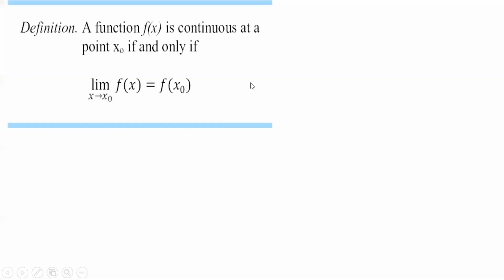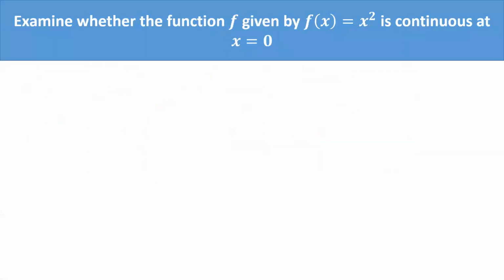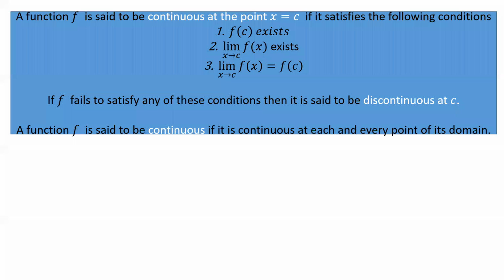Okay, so first, before actually starting today's class, we'll revise once again the definition, for those who are still new to this chapter. So what is a continuous function? Continuity is defined in two ways: one is at a point, and the other is in the entire domain.